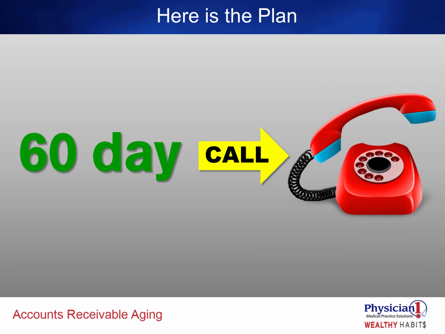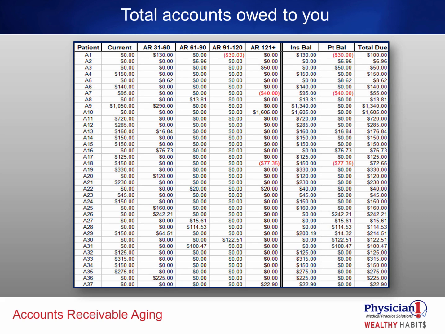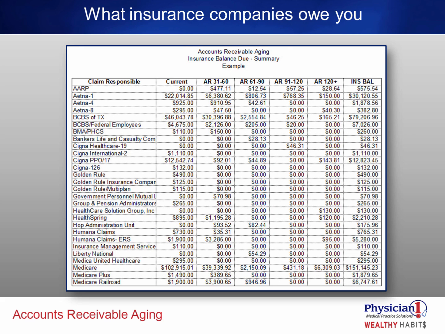So let's go back and look at our total AR report, and we're going to focus on the 60-day column. We're looking for unpaid insurance claims, but there's got to be an easier way to do this than going patient by patient. What you're going to do is you're going to generate an insurance due aging report. Be sure to print a summary because a detailed report would be overwhelming.